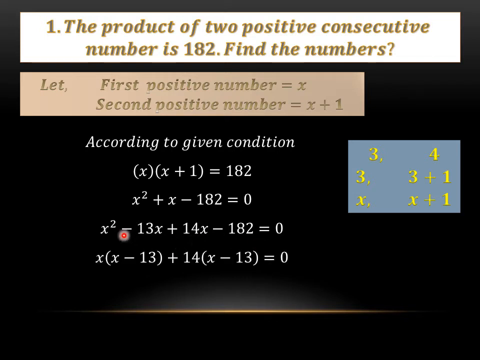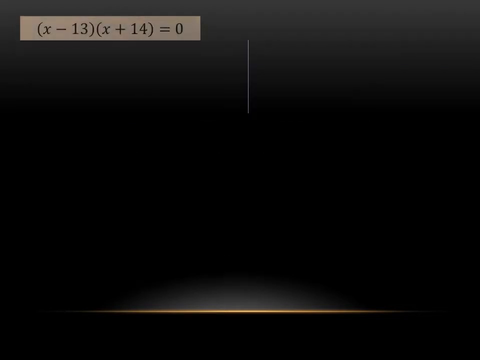Taking common from the first two terms, x square minus 13x, x is common, x minus 13 will remain inside the bracket. Plus 14 will remain there and x will be inside the bracket, the minus sign will remain the same, and 13 times 14 is 182, so 13 will be written inside the bracket. These two brackets that are the same with each other will be written once, that is x minus 13, and x plus 14 will be written in the other bracket. So we had x minus 13 and x plus 14.